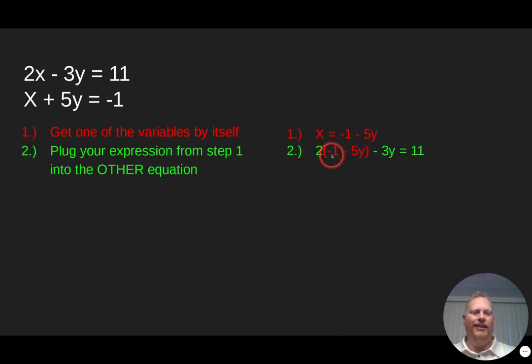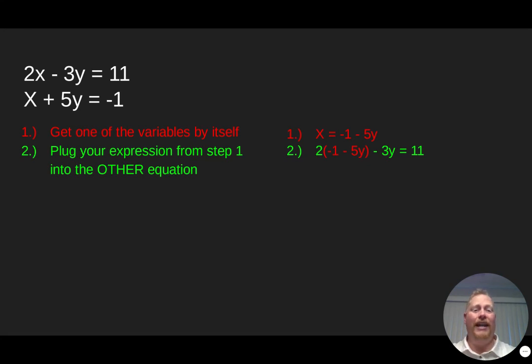I'm going to take that -1 minus 5y and put it in there. So here you can see that I did that. I even tried to color code it to make it a little bit easier to understand what I did. So I took 2x minus 3y equals 11, I took the x out, and I put that -1 minus 5y in its place. Okay? That's the second step. There's not a whole lot to it, but that's the essence of the substitution method. Take that variable out, put that other expression in its place.